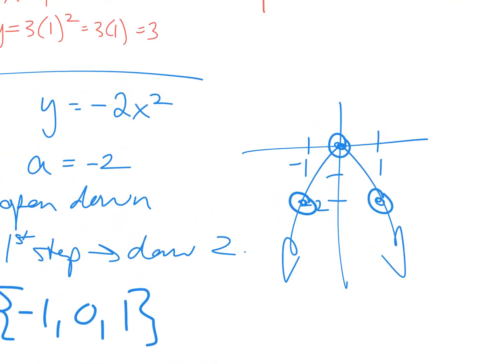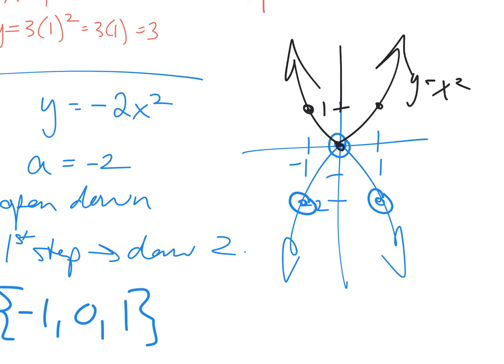And let's also place on here y equals x squared. So we have to go up 1 unit. And recall it's -1, 1, 0, 0, 1, 1. And there's our parent, y equals x squared. The blue one is y equals -2x squared.